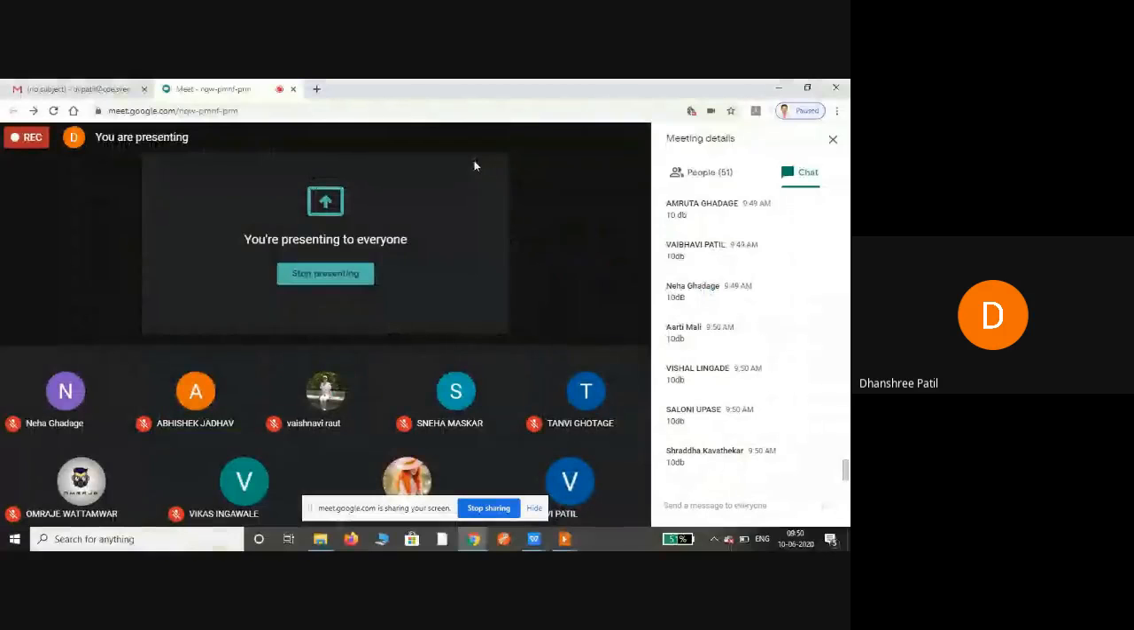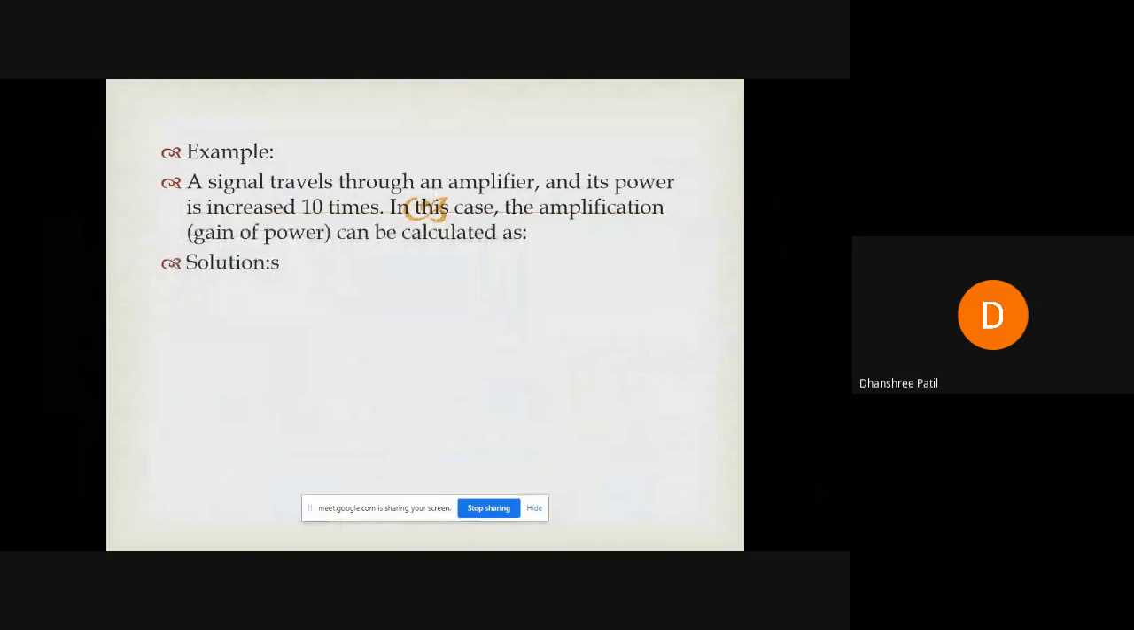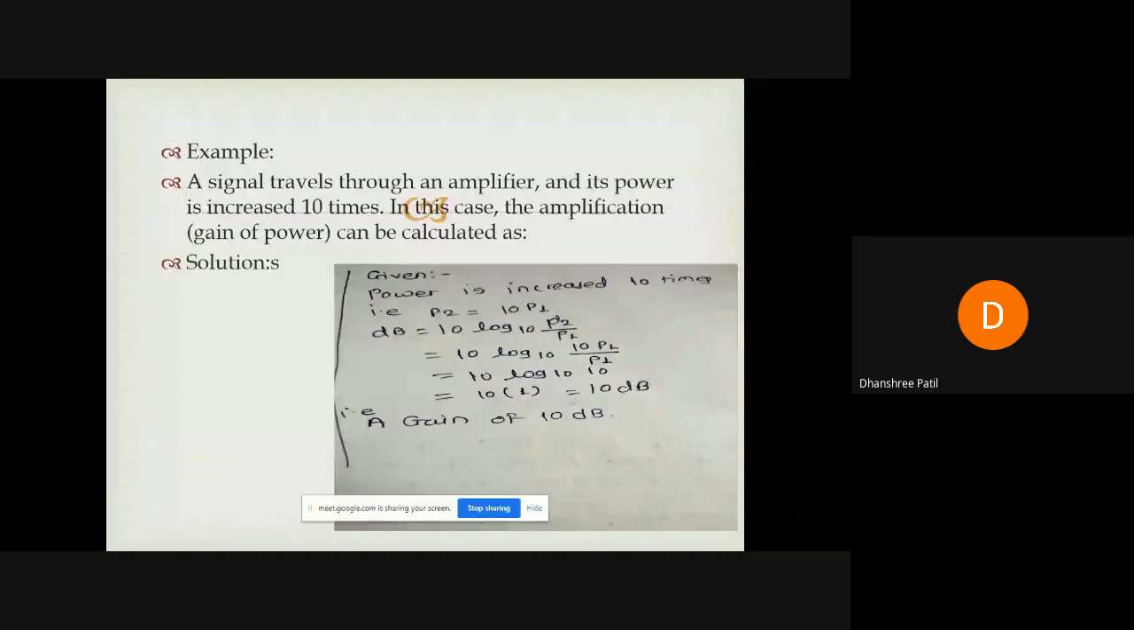Yes, 10 dB. Most of you have solved. Good one. Okay, so I'll show the solution. Those who have not solved, please see.